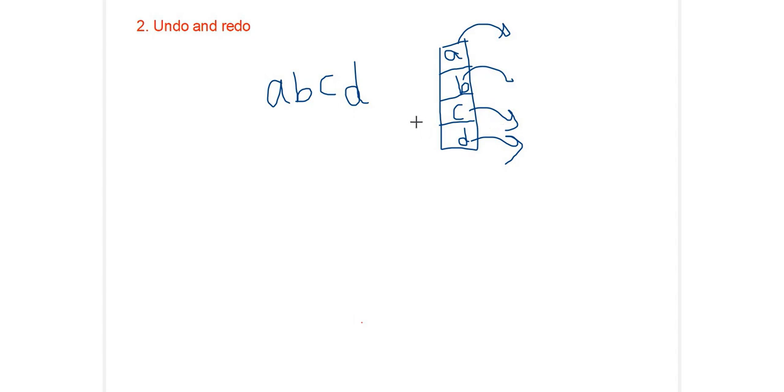It is very useful and it is used in any type of editor. If you see in your VS Code, when you press Ctrl Z, it will perform the undo operation. By pressing Ctrl plus Z, we can get the deleted text.